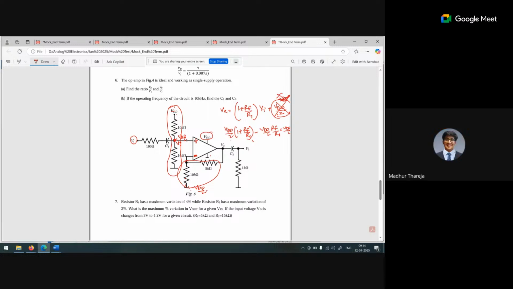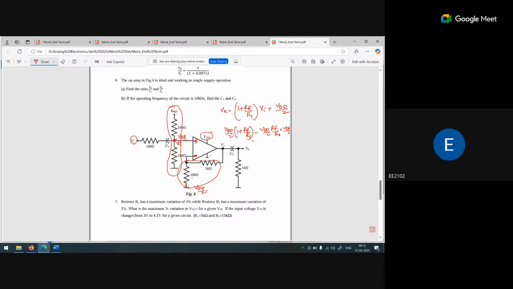No, sir, I didn't get it. Why was it VDD by 2 times 1 plus RF by R1? Yeah. For example, if we have not added a VDD by 2 at the positive and negative terminal, we have to add a VDD by 2 at the output point for balance. Why? Because we basically boost up our supply signal as well as the output by the VDD by 2.